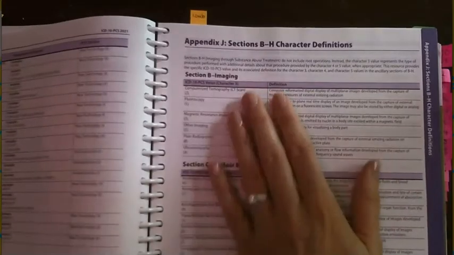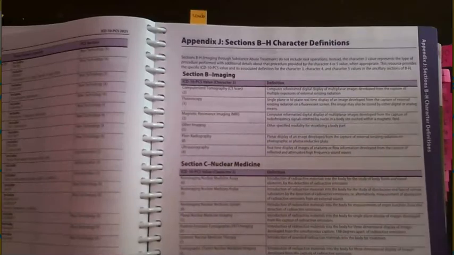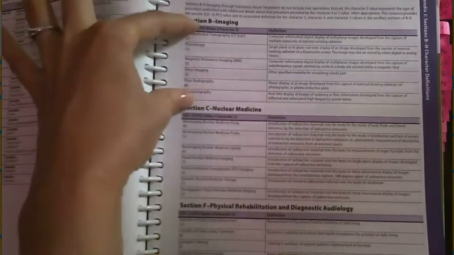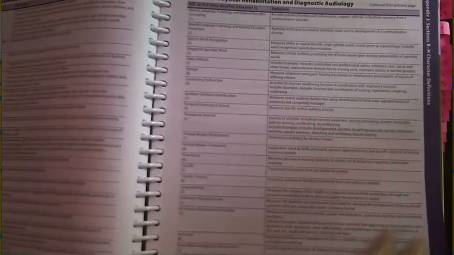The character definitions to help you find what you need to be coding for in other than medical and surgical sections. It breaks it down for you what the different categories stand for within one big section. Again, I am mainly coding medical and surgical, so this is not something I tab.